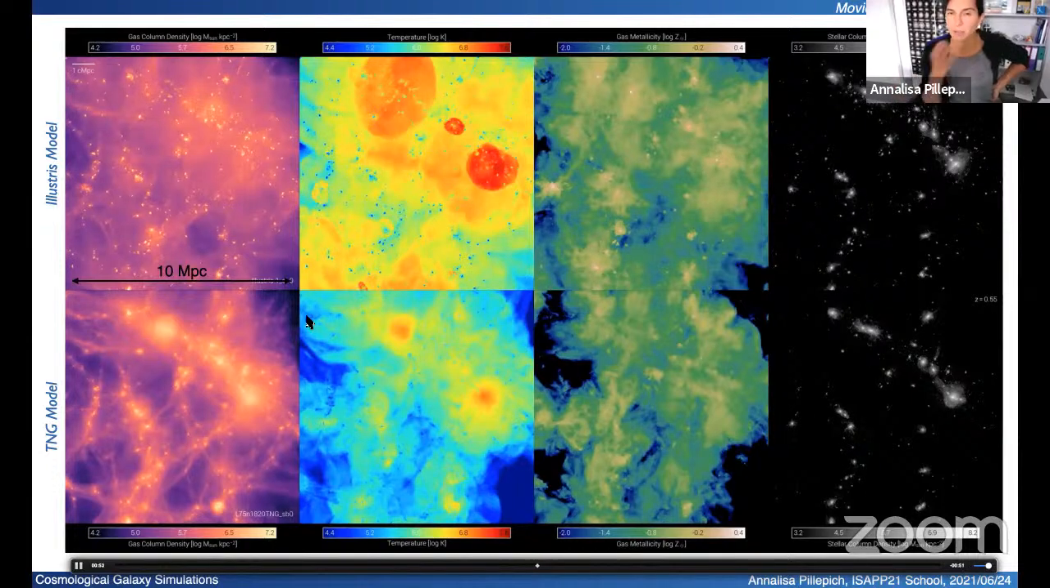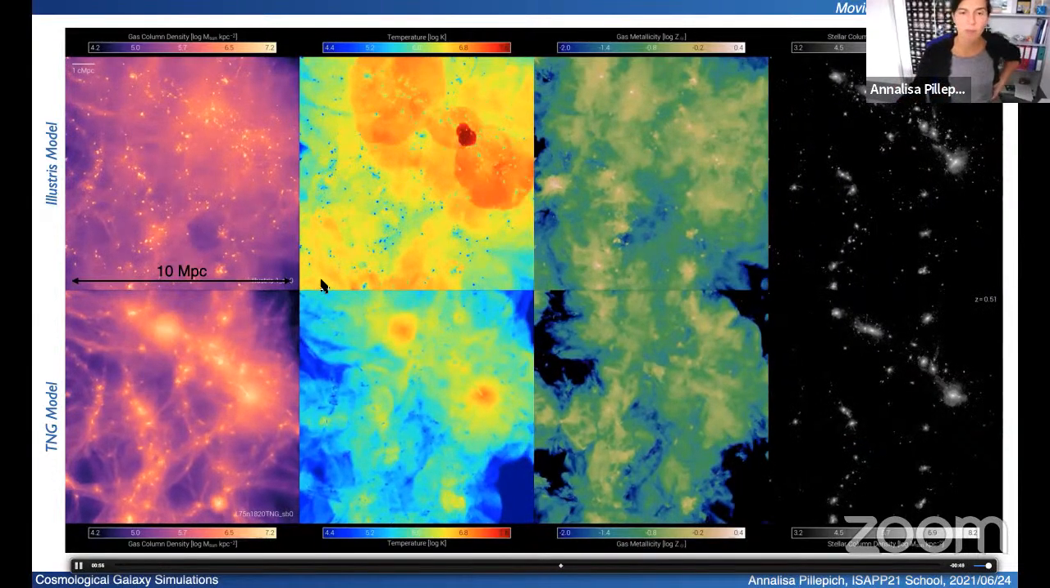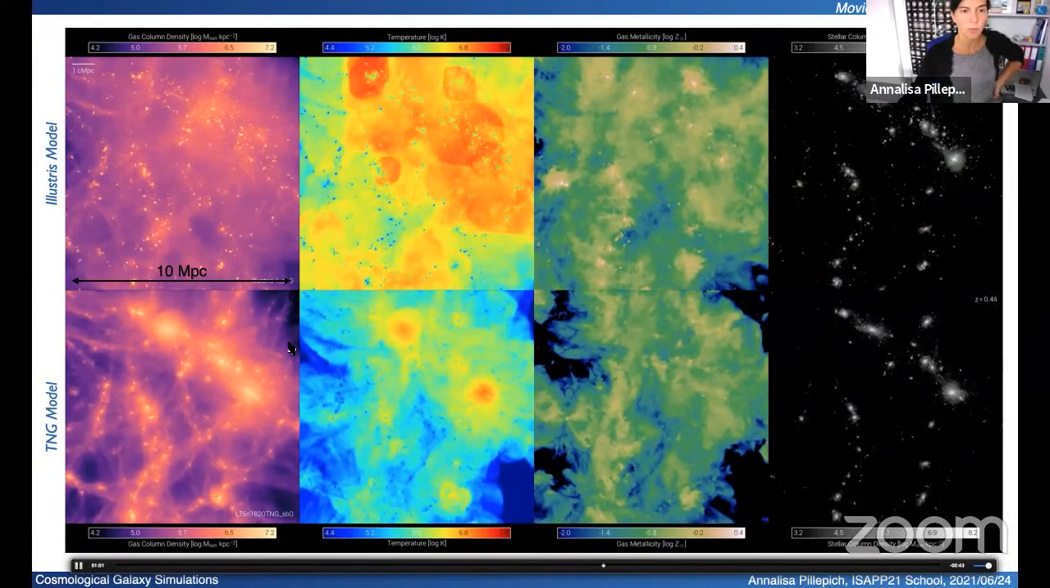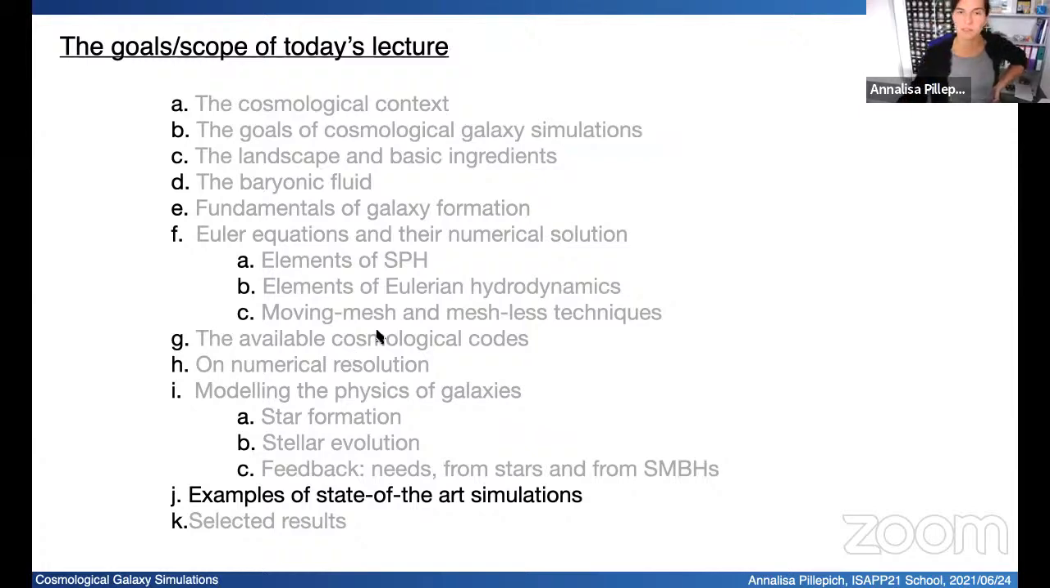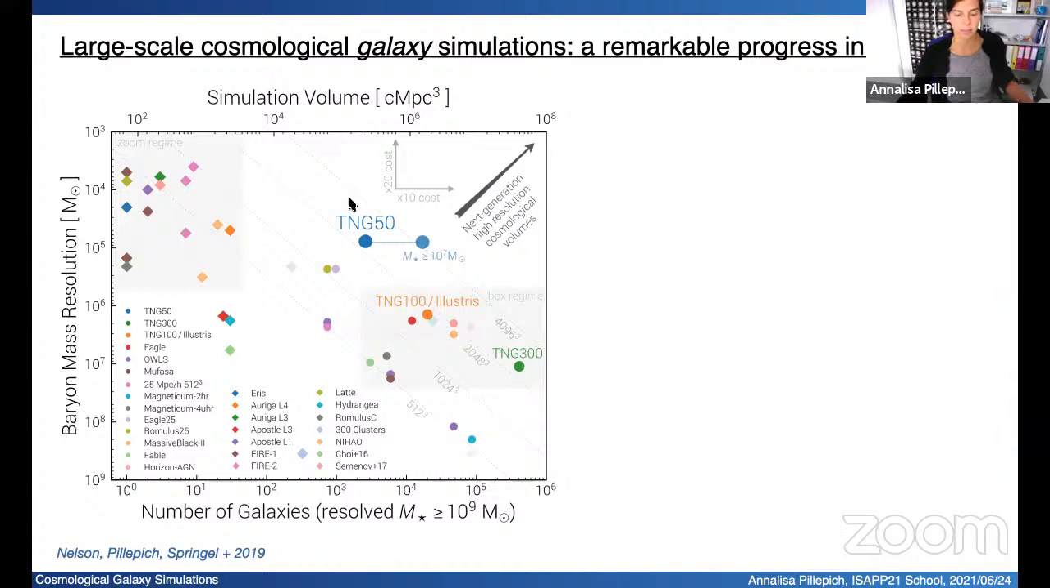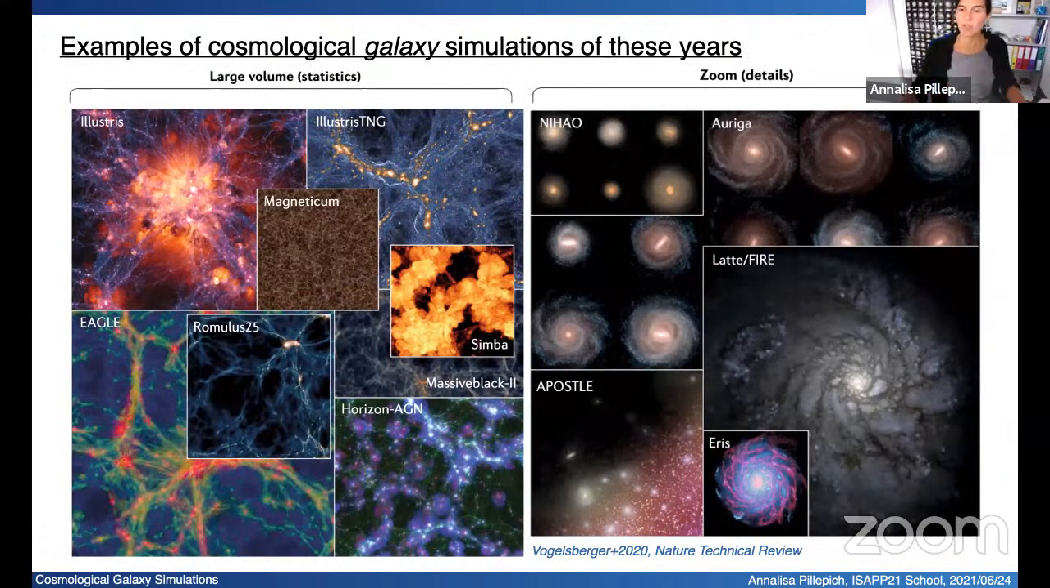We knew that we had to change the feedback from supermassive black holes to make it more compatible with observations. So we are closing with some examples of state-of-the-art simulations. I bring them back from our previous slides. Mostly I want you to focus on large volume simulations, the ones that give you statistics: Illustris, IllustrisTNG, Eagle, Magneticum, Horizon-AGN, etc. Or possibly zoom-in simulations. If you're interested, I can point you to what that means.